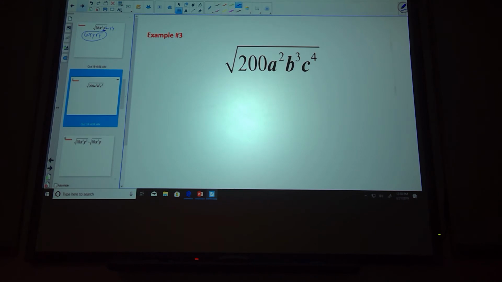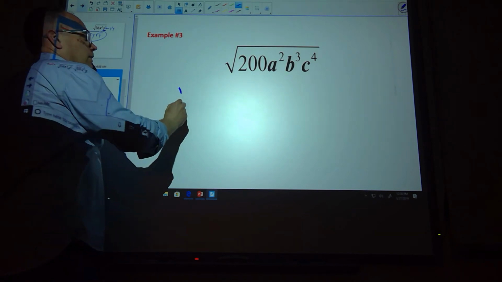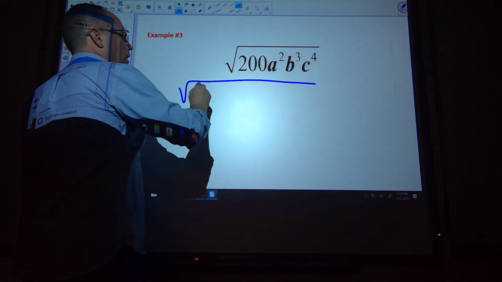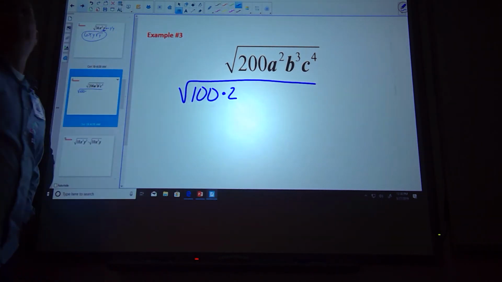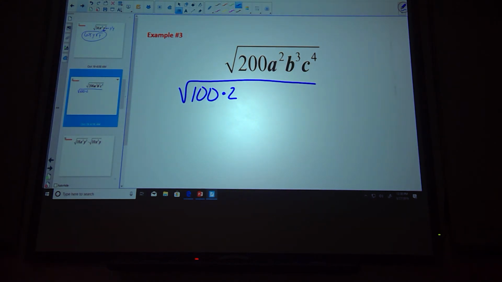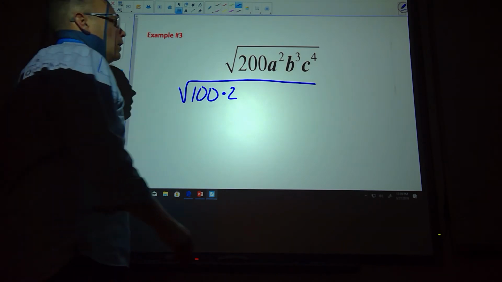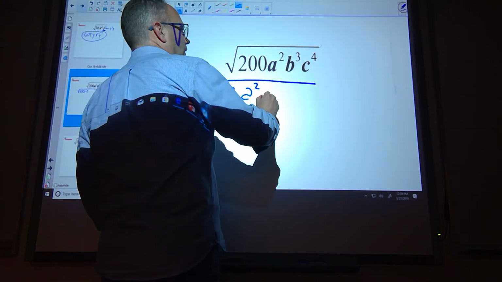All right, let's take a look at this one. Ooh, what's a perfect square that works in 200? It might be big. 100. 100, totally. Because 10 times 10 is 100, right? So let's take a look at this. I have 100 times 2. Now some of you might be going, yeah, but 4 times 50 works. Good. But 100 is our biggest perfect square.